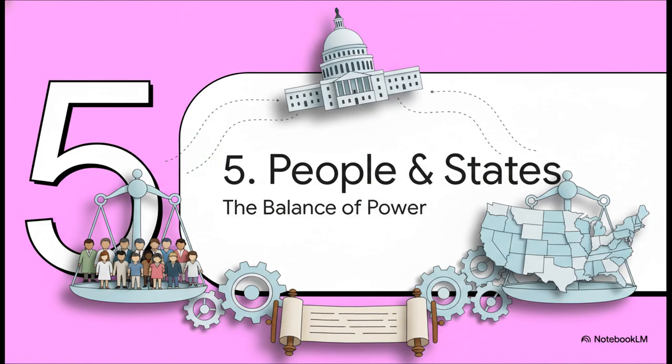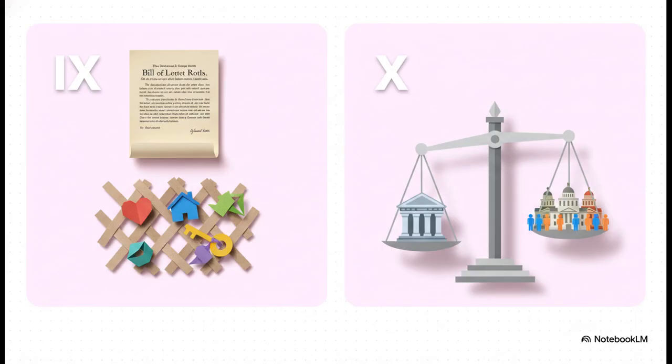The last 2 amendments in the Bill of Rights kind of zoom out. They deal with the big picture question of who has the power: you, your state, or the federal government. Think of the Ninth Amendment as a safety net. It says, hey, just because we didn't list a specific right here, it doesn't mean you don't have it. It's super important. Meanwhile, the 10th Amendment is all about sharing power.